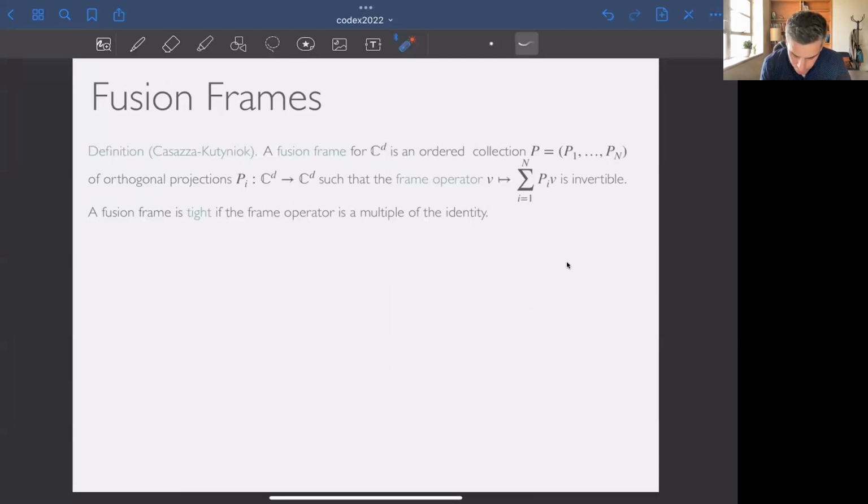Okay, so a fusion frame for C^D is a generalization of a frame. There are different ways you might define this, so I'll go with this definition. I'm going to think of it as a collection of orthogonal projections from C^D to C^D, such that the frame operator, which is just the sum of the projections, is invertible. And in complete analogy with the classical frame case, I'll say a frame is tight if this frame operator is some multiple of the identity.